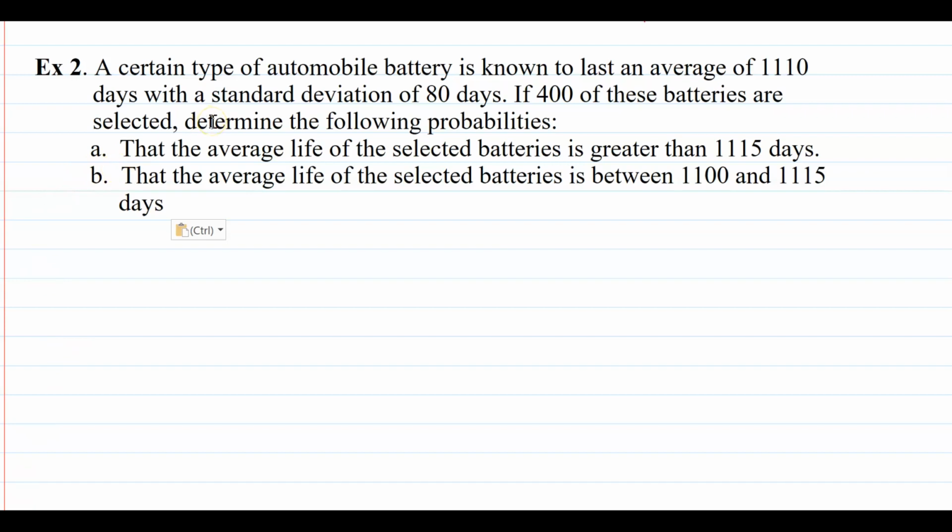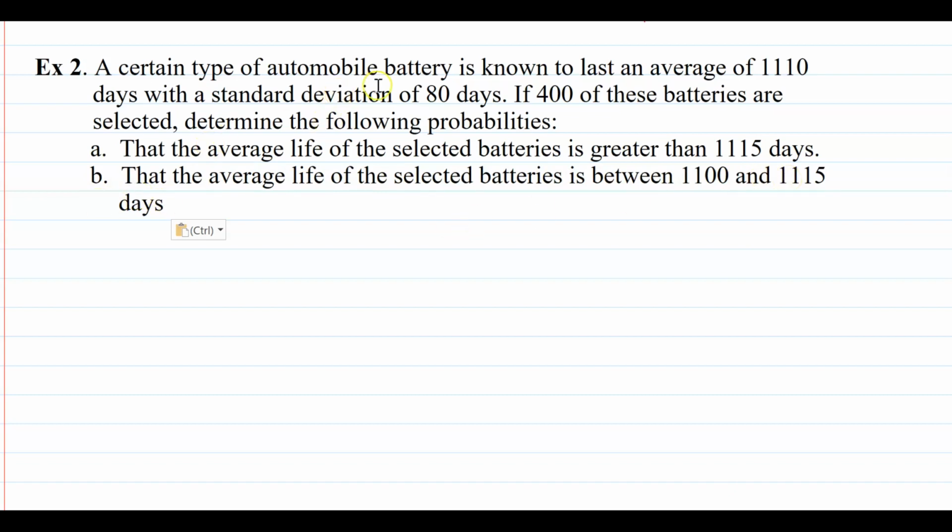Let's consider now example number 2. A certain type of automobile battery is known to last an average of 1,110 days with a standard deviation of 80 days. If 400 of these batteries are selected, determine the following probabilities. Question A: that the average life of the selected batteries is greater than 1,115 days. Question B: that the average life of the selected batteries is between 1,100 and 1,115 days.